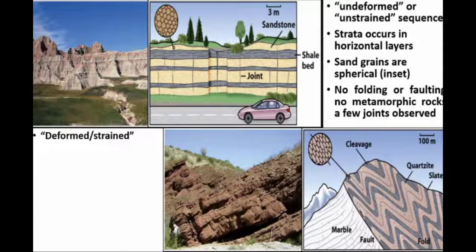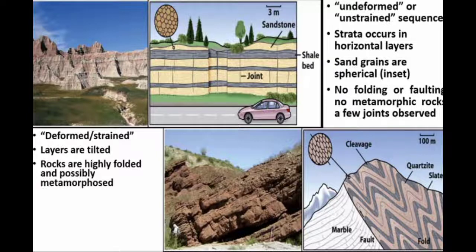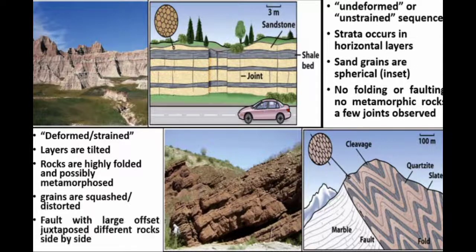In the second figure, we can say that this is deformed or strained. As you can see, layers are tilted. The rocks are highly folded and possibly metamorphosed. That's what we discussed in the previous video. The grains are squashed or distorted. Lastly, there is a fault with large offset juxtaposing different rocks side by side. So we can say that the second picture underwent deformation.